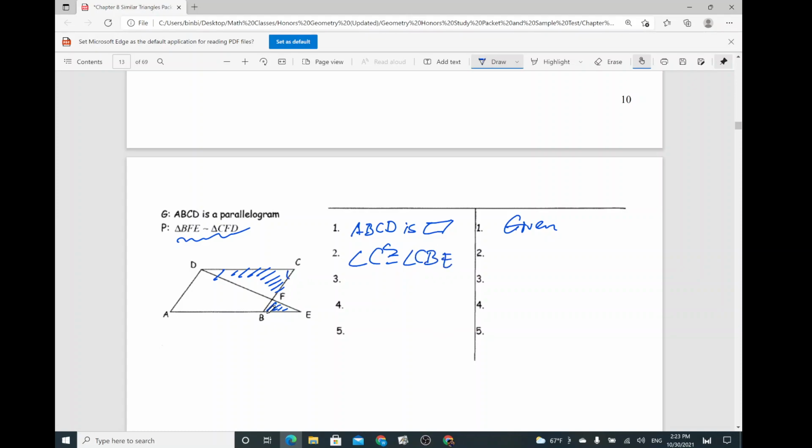The reason for this one is the alternate interior angles. Again, start with the parallel lines first: segment DC is parallel to segment AB. The reason for this is the property of a parallelogram. And the other one that we want to state here is that angle C is congruent to angle CBE.